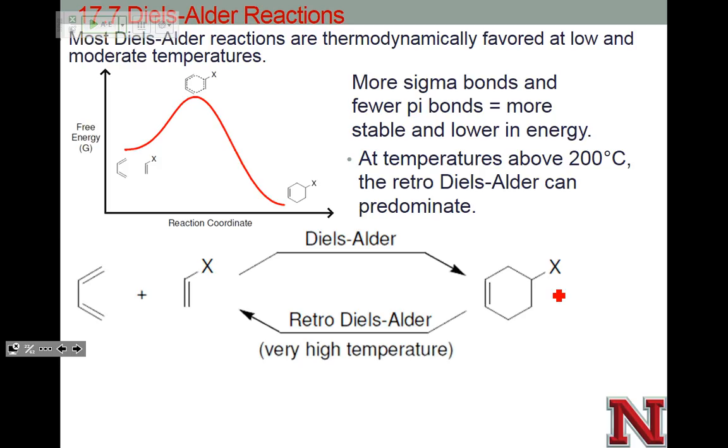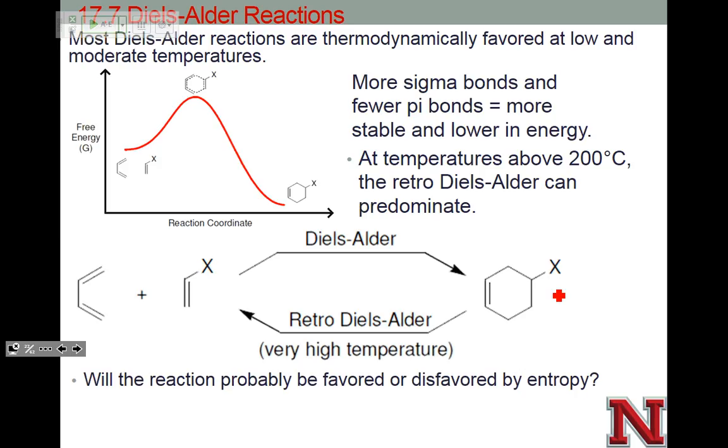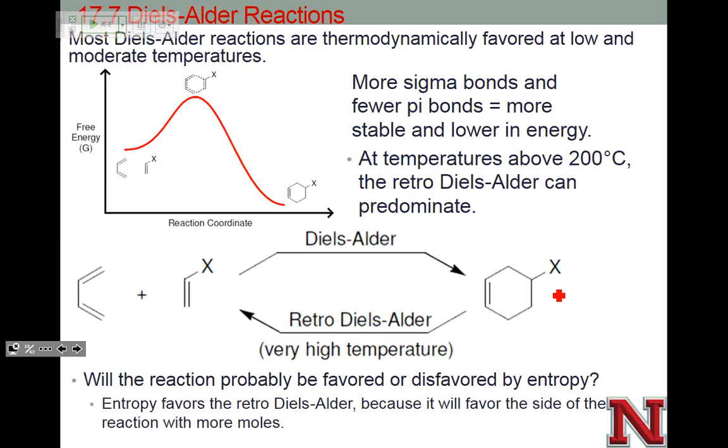However, because we have a delta S here of more disorder to less disorder, we do have a delta S that we have to consider. At higher temperatures, what's called the retro Diels-Alder or the backwards reaction can occur, and you can actually calculate what that temperature is. The backwards reaction happens because of entropy. Entropy favors the retro Diels-Alder because we have more disorder on that side.